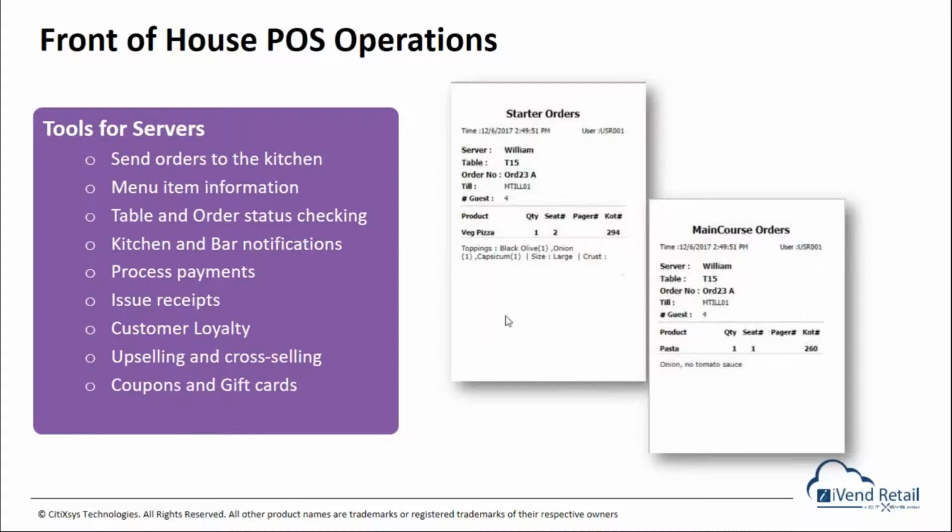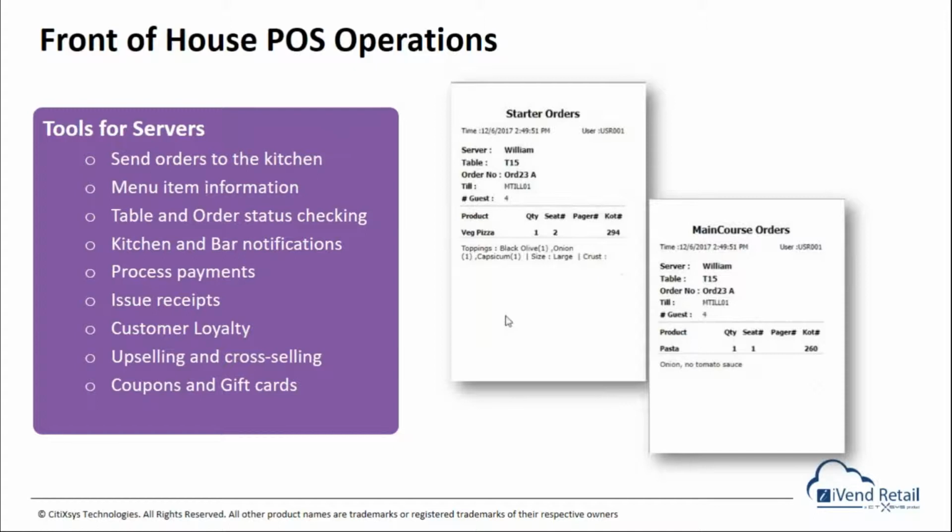They can receive payments. They can process payments. They can hand out receipts. They can issue receipts basically. They can register customers into the loyalty program directly from point of sale. They can increase sales with upselling or cross-selling suggestions.